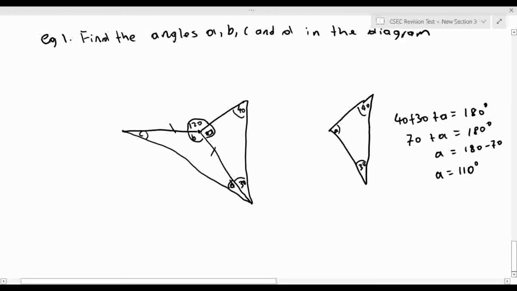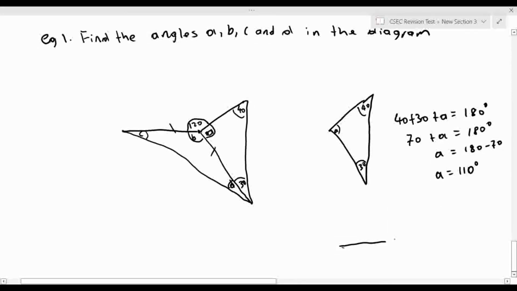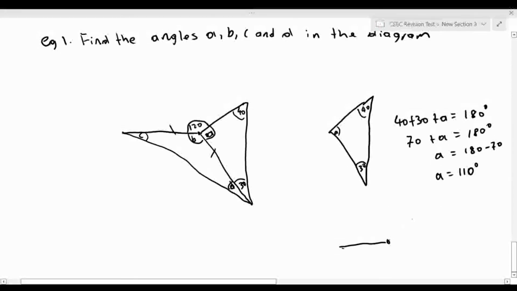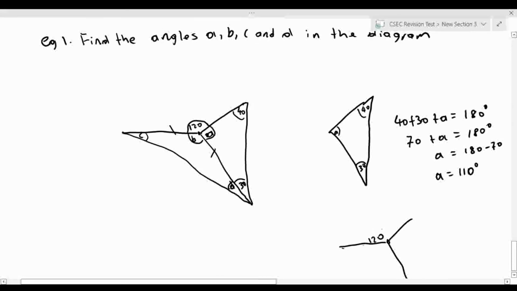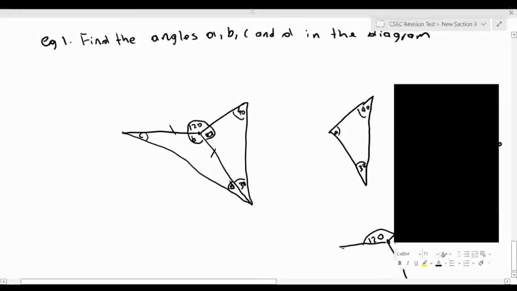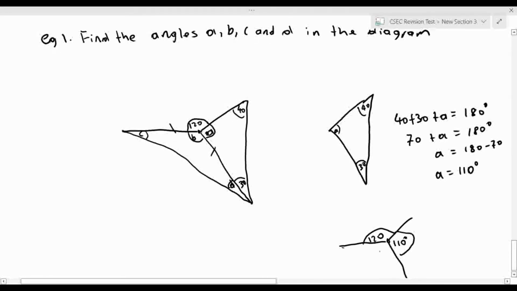And now that we know angle A, right, which is our 110, let us now look at the angles which are at this point right here. The point is hard to draw. You know, right here is our 120. We just found A to be 110. And so we would need to find our B.